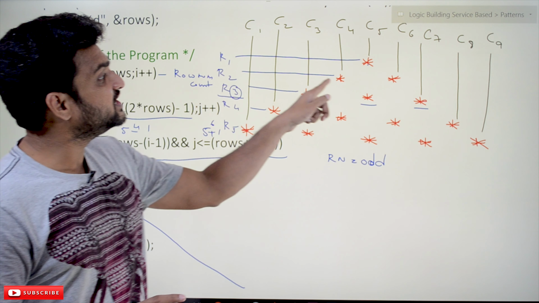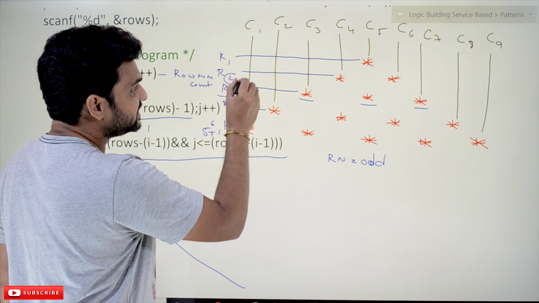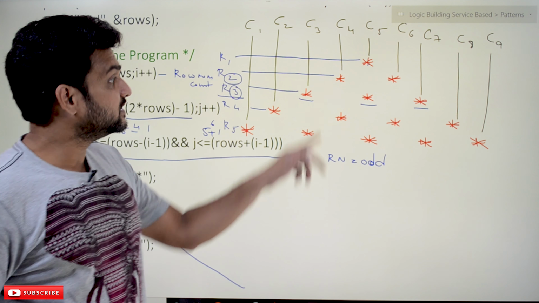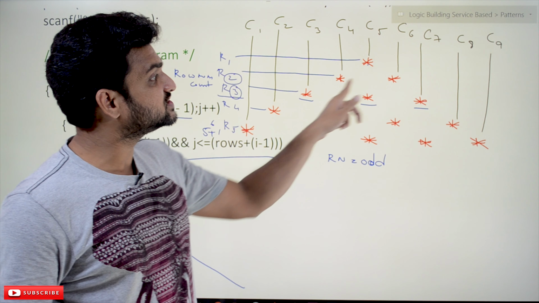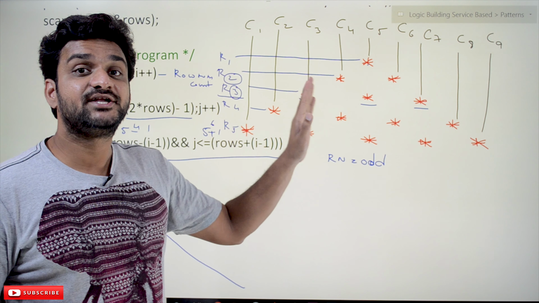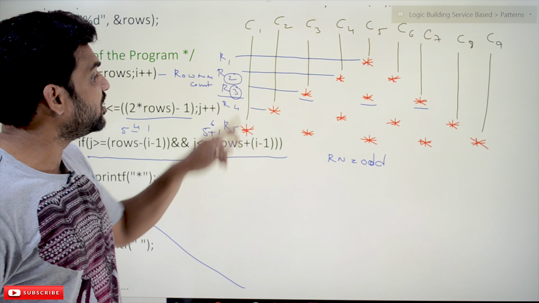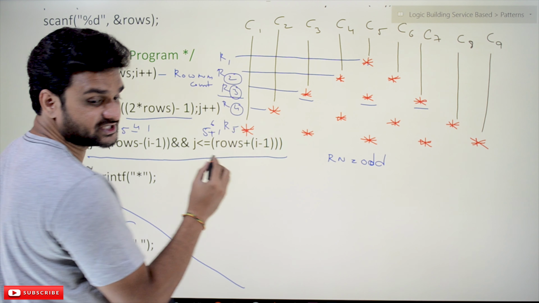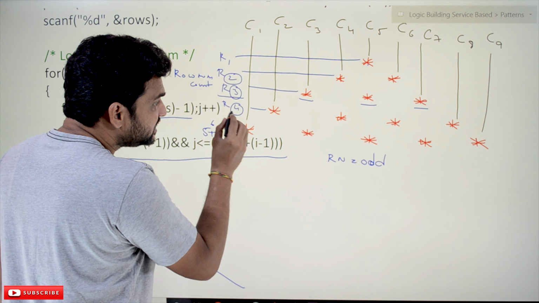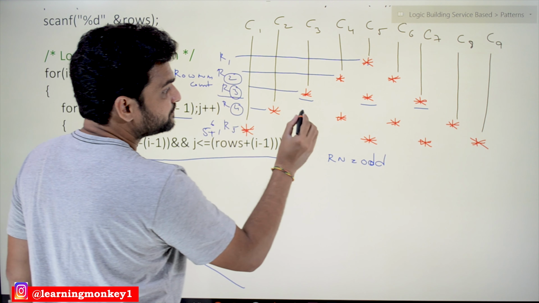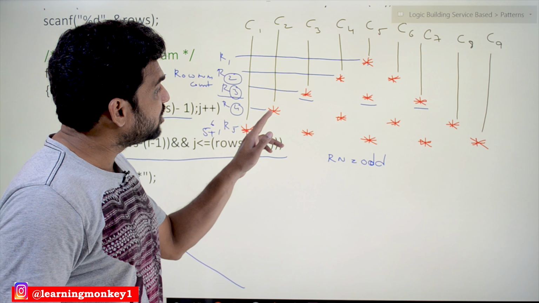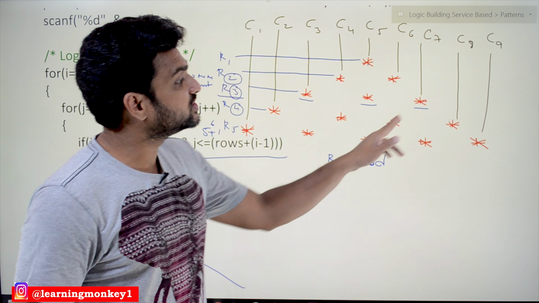If we are in an even number row, the stars are printed at even numbers. If the column numbers are even, then only the stars will get printed. Otherwise, it is printed with spaces. See here, 4 is an even number. We are in row 4, which means it is an even number row. So if we are in an even number row, only in the even column numbers will the stars get printed.